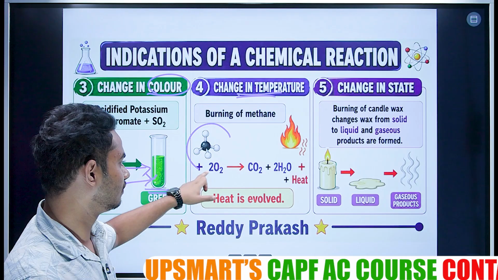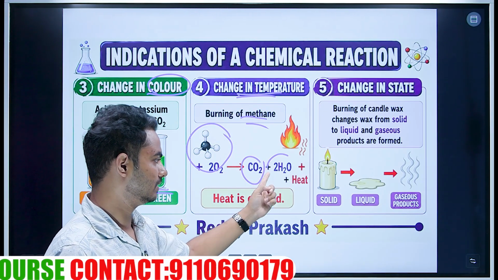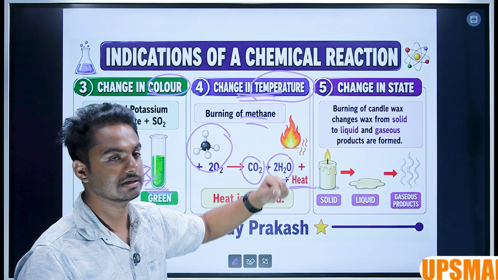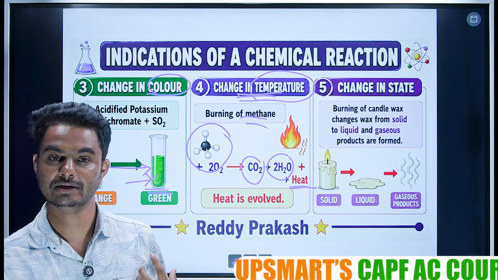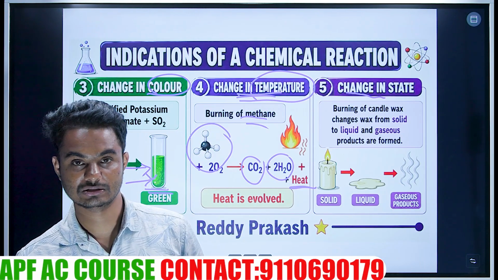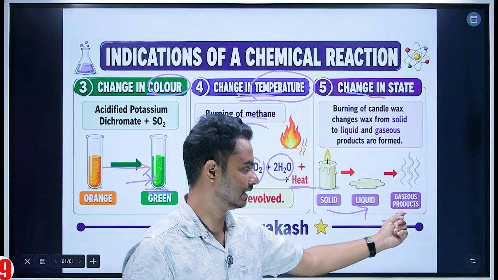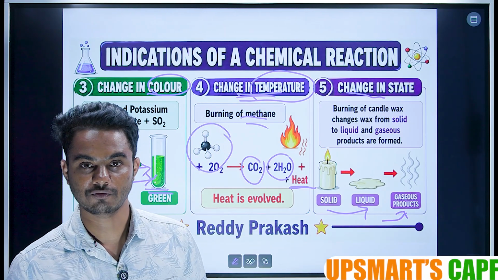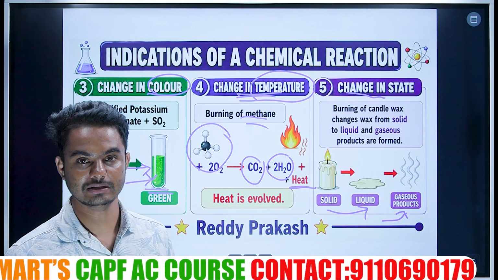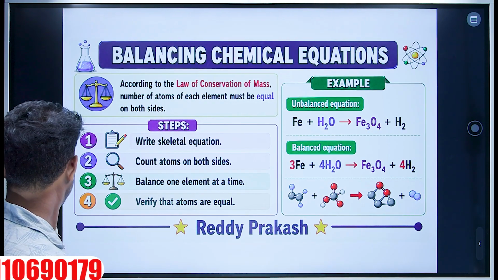If you burn the fossil fuel or the methane, CH4, what will you get? You will get carbon dioxide, water vapors as well as heat. That means change in temperature is an indicator for a chemical reaction taking place. Or there can be a change in state of the reactants. You burn a candle, firstly it will become liquid and then it will become a gaseous product. A change in state of the reactants is taking place. That means a chemical reaction is taking place. These are the indicators of chemical reaction. Easy? Very easy, sir.